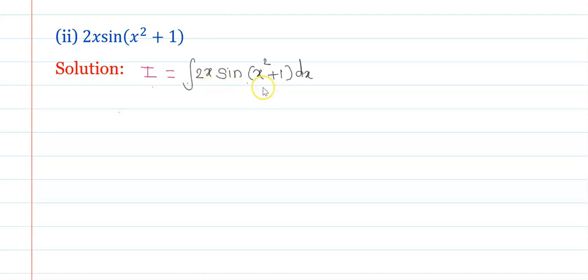And hence, if we take the substitution x square plus 1 as t, then this integral will be reduced to the standard form. Now, we'll take the substitution. Put x square plus 1 is equal to t. Now, differentiate this, and the derivative of x square is 2x, so 2x into dx is equal to dt. Now, see this here. I will write here 2x into dx is equal to dt.